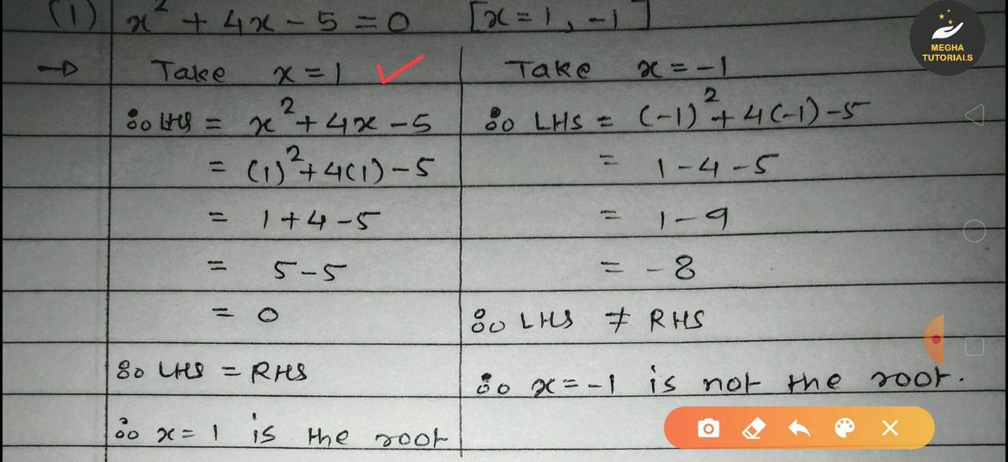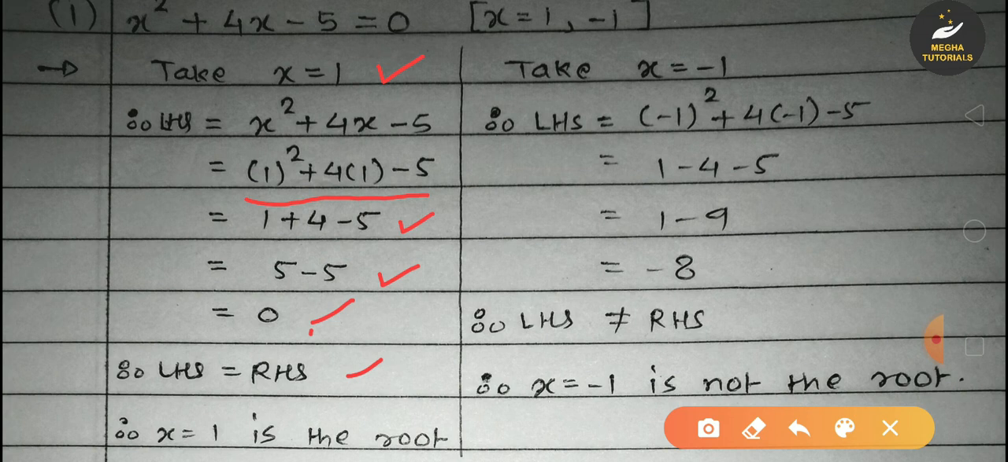So 1 square plus 4 into 1 minus 5. So 1 square is 1, 4 into 1 is 4 and minus 5 as it is. So 1 plus 4 is 5, 5 minus 5 is equal to 0. So LHS is equal to RHS. Therefore we can say that x is equal to 1 is the root of the given quadratic equation.